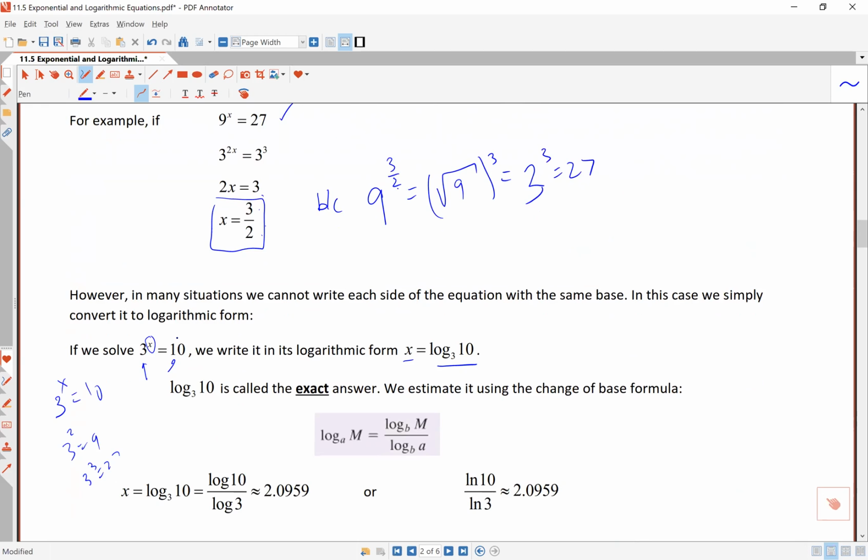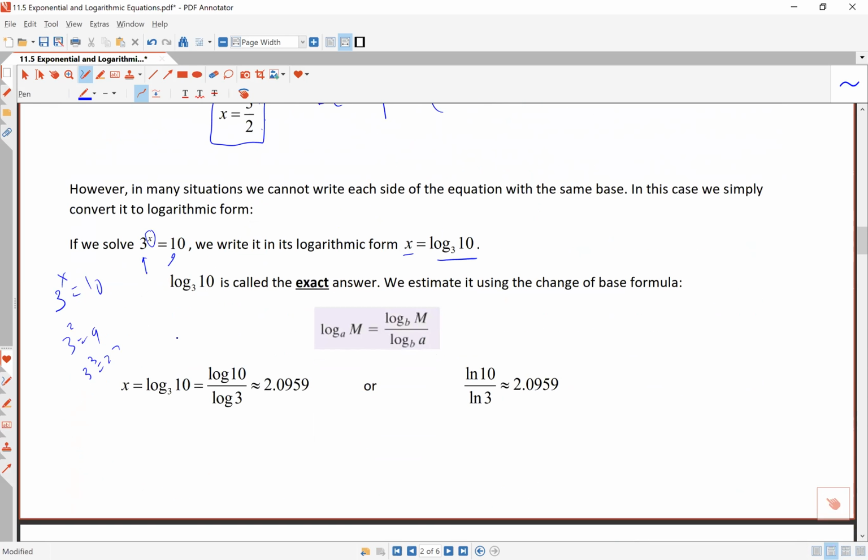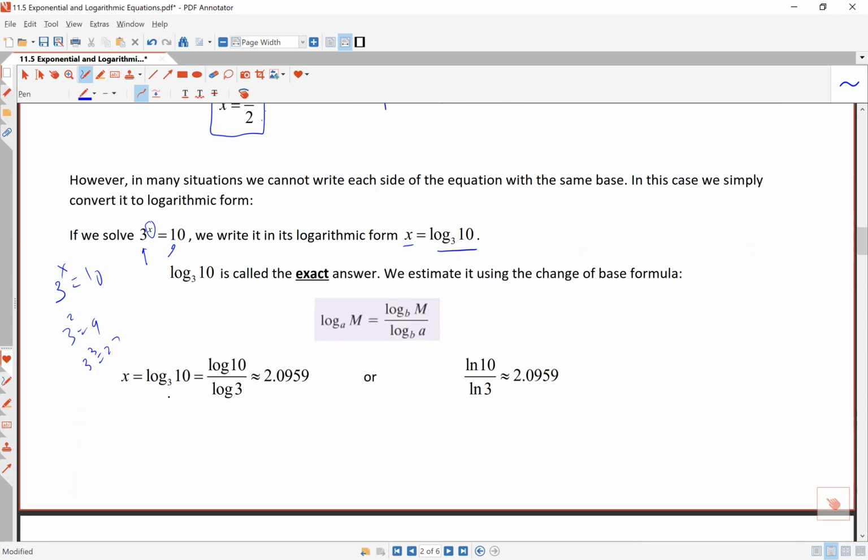If we need to estimate it for application reasons, then we use the change of base formula. Remember, we can use the change of base formula with base 10 or base e. They will both give us the same answer. I will use changing to base 10.